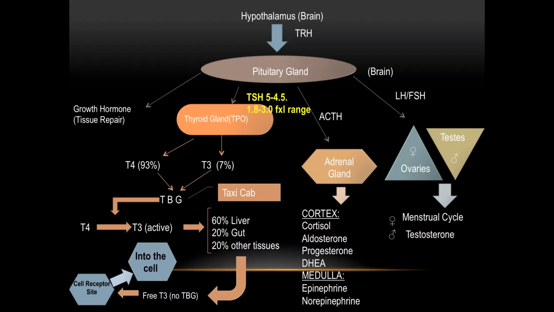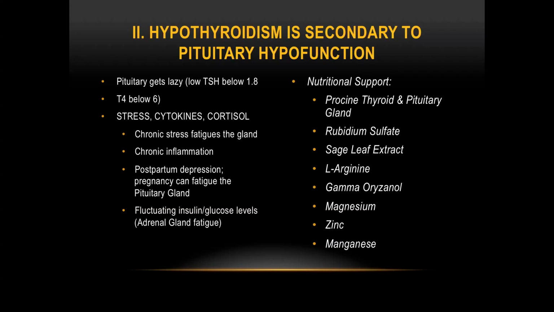As you can see, the lab range of TSH is 0.5 to 4.5. Anything above a 4.5 is considered primary hypothyroidism. The functional range is 1.8 to 3.0. The second pattern is hypothyroidism secondary to pituitary hypofunction.